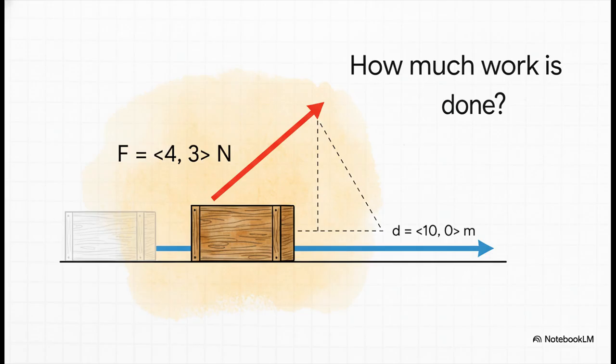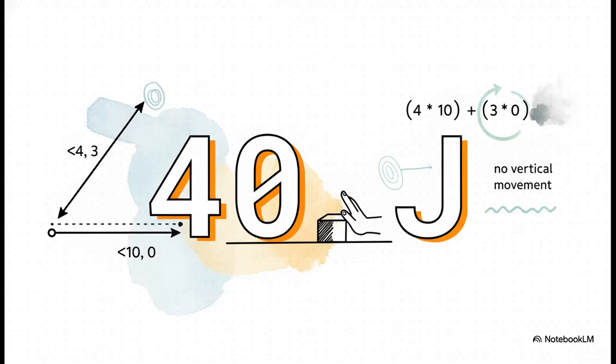Just remember, in physics, work is the dot product of force and displacement. And the answer is 40 joules. But the really cool part is why. When we take the dot product of the force 4, 3, and the displacement 10, 0, what do we do? We do 4 times 10 plus 3 times 0.